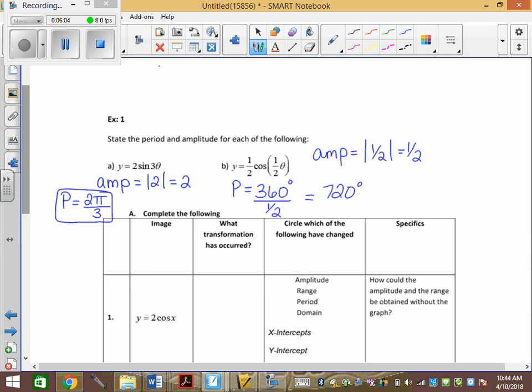So you divide by the b value so that it actually affects it horizontally correctly, right? Does that make sense? Because we always flip that horizontal stretch. Always, always, always.